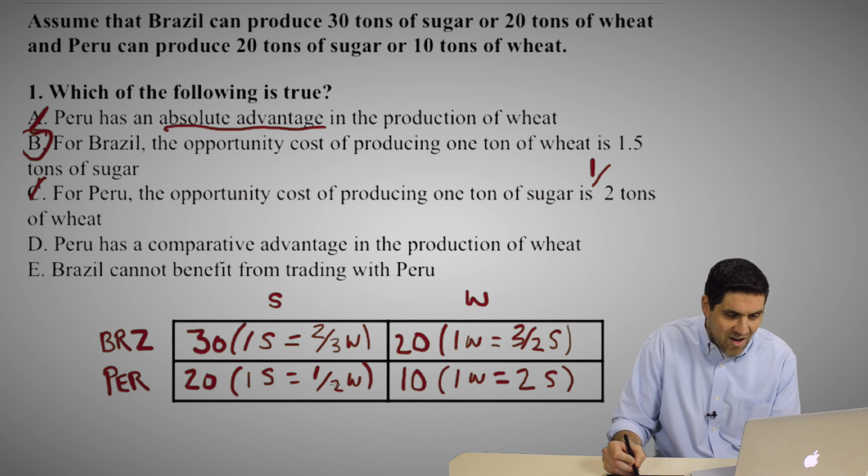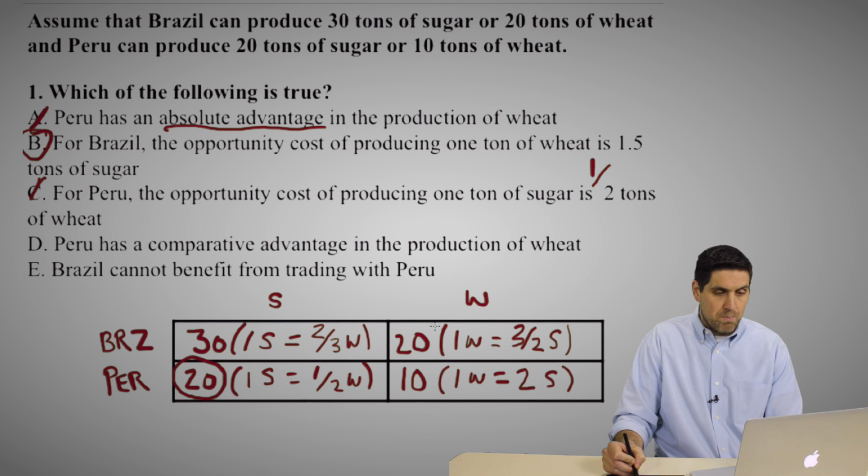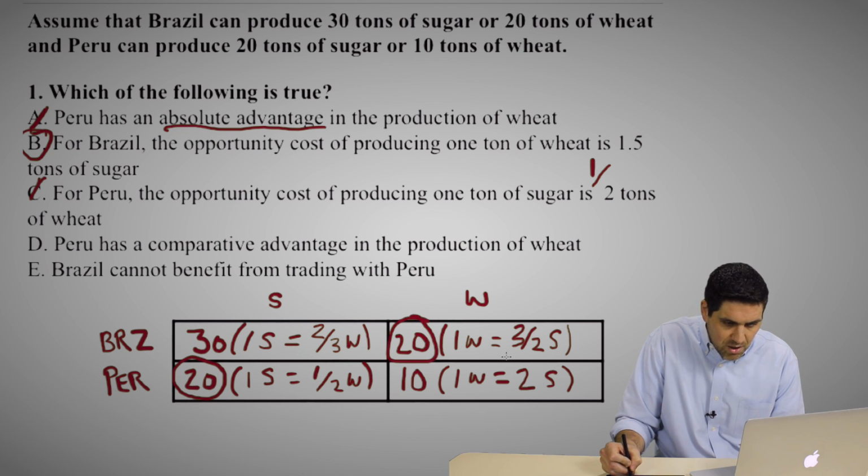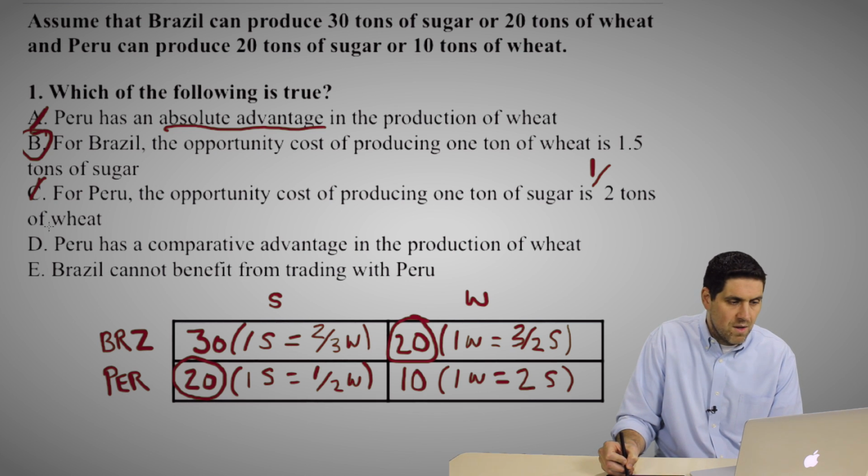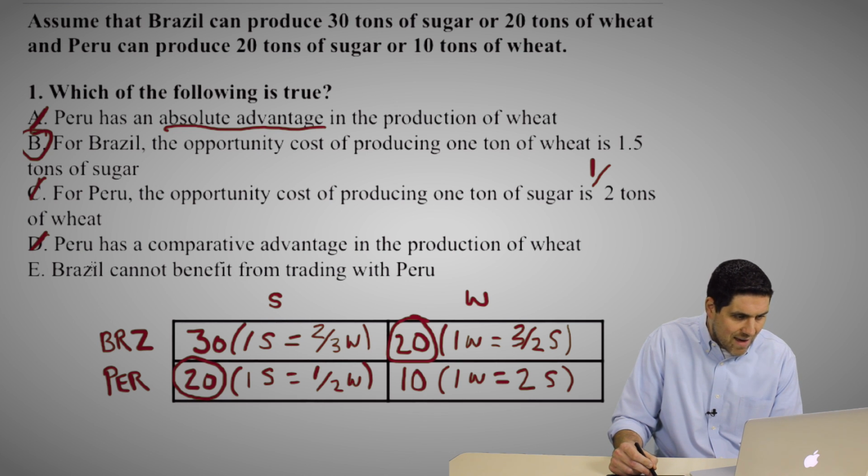Who would you rather have producing, in this case, sugar? One that gives up 2/3 of wheat, or the one that gives up 1/2 of wheat? Well, 1/2. So I'm going to circle down here, and I know it's getting ugly. Don't complain. This right here is what we should produce. Peru should focus on sugar, and that means over here, Brazil should be the one producing the wheat, because 3/2 is less than 2. Again, so Peru has a comparative advantage production of wheat. That's incorrect. They have it in sugar.